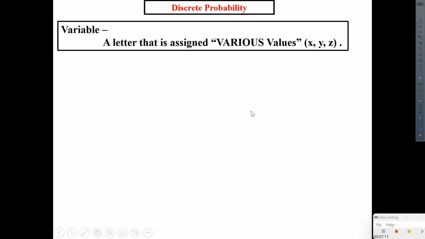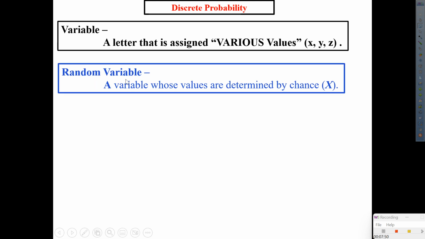All right. However, in probability, here goes the difference. Ready? Look up to the screen. A variable is no longer a variable. In probability, we call it a random variable. We use a letter, but because we now use probability for it, it's called a random variable. So copy this down: random variable, a variable whose value or values are determined by chance. And for that, I'm going to use the capital letter X for today.